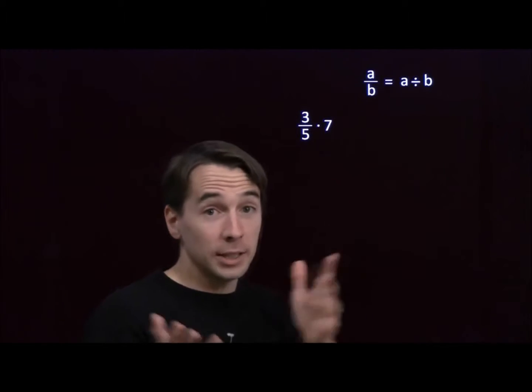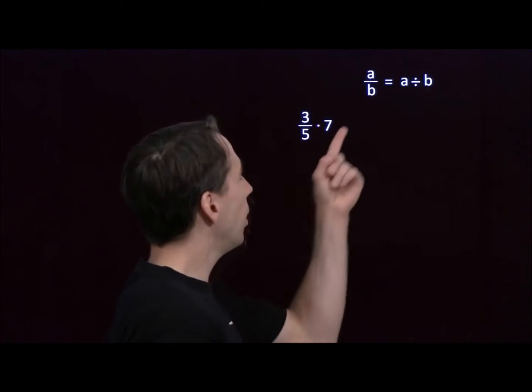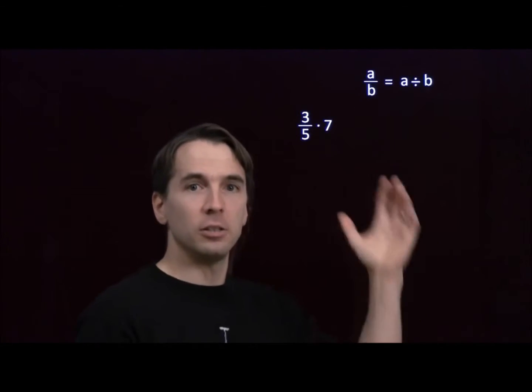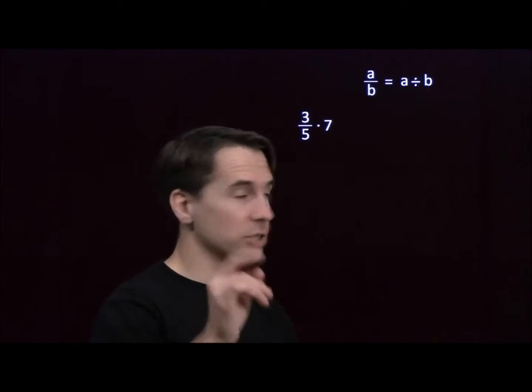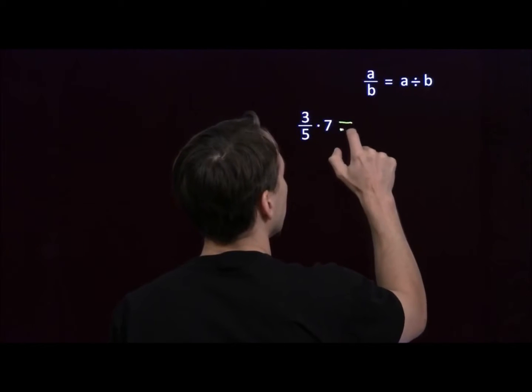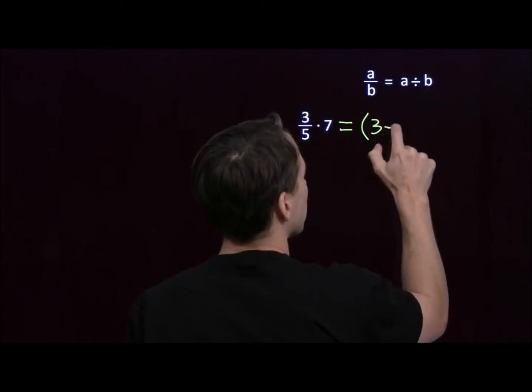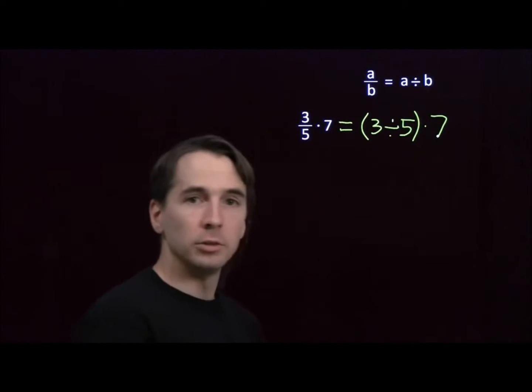All right, so here we go. We're going to start with an example, of course. 3/5 times 7. How do we do that? Well, we go back to our definition of a fraction. It's just a number. We remember that, right? A fraction is a number. It's the number 3 divided by 5. So let's go ahead and write that. 3/5 is 3 divided by 5. And then we're going to multiply this by 7.